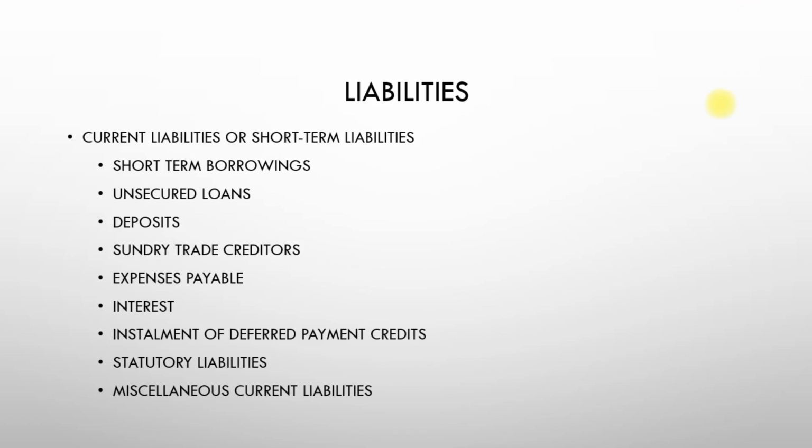Expenses payable, which is again a liability. It is short term, so it is a short-term liability in the form of wages, salaries, or the rent payable to the owner of the space which the manufacturing concern has rented out. So that's also an expense. It comes under expenses payable, and it's also a liability. Interest is a liability. Installment of deferred payment credits is a liability, etc. So these are the different liabilities under short-term liabilities.